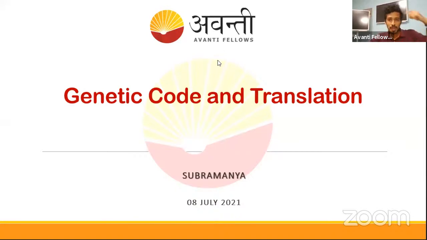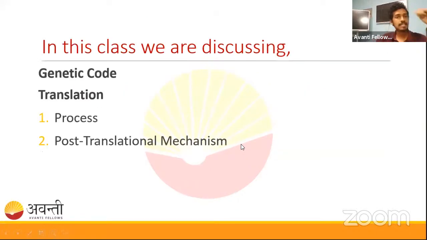So today we are discussing the following. We start with the genetic codes: what the genetic code is and how it happens. Then we'll move on to the translation process if the time permits.